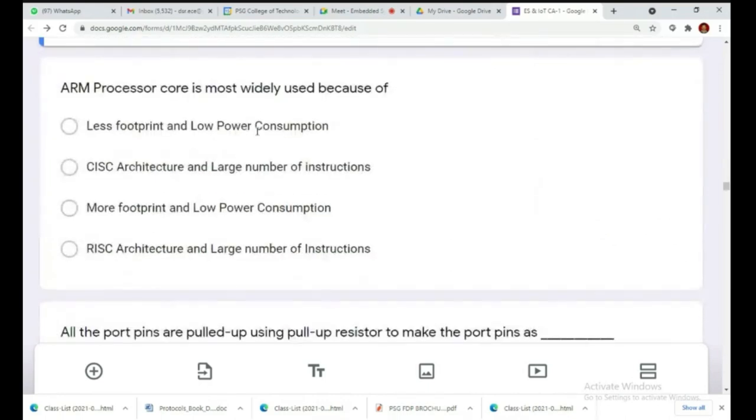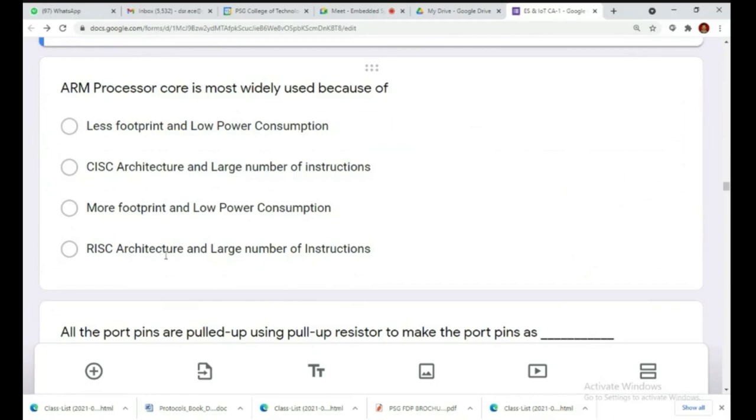ARM processor core is most widely used because of less footprint and low power consumption. The first one is the right answer, because it uses a minimum number of transistors and consumes very low power. Other than that, CISC architecture has a large number of instructions. ARM, the name itself justifies, means Advanced RISC Machine. R denotes reduced instruction set computing. So the second answer is wrong. More footprint and low power consumption: more footprint means more number of transistors. Hence the third answer is wrong.